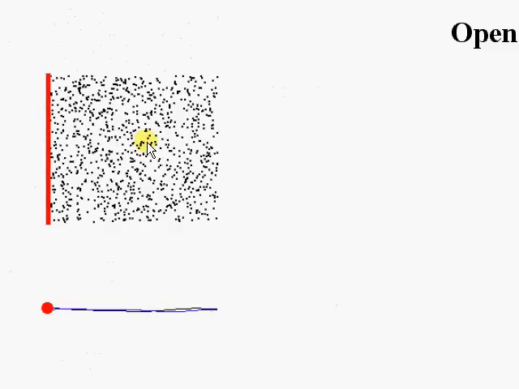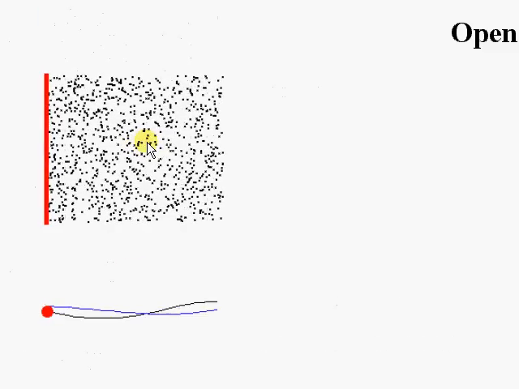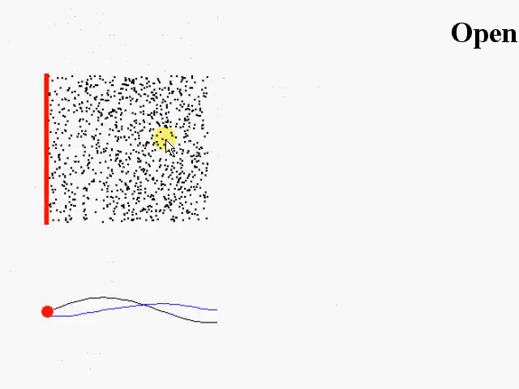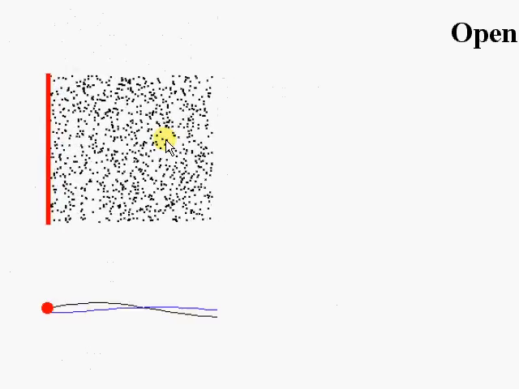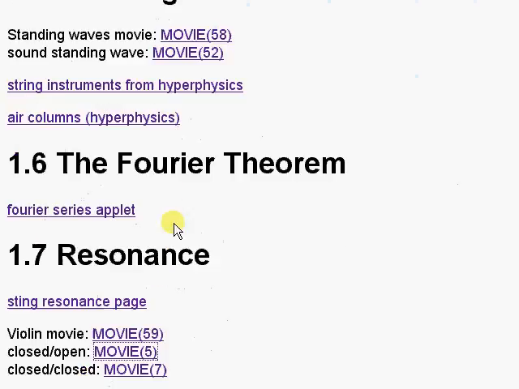Here's a closed-open instrument, say like a clarinet. You can see resonance happen as this crunch is getting more and more severe. And that's what's going on in musical instruments, of course, on a very rapid time scale.